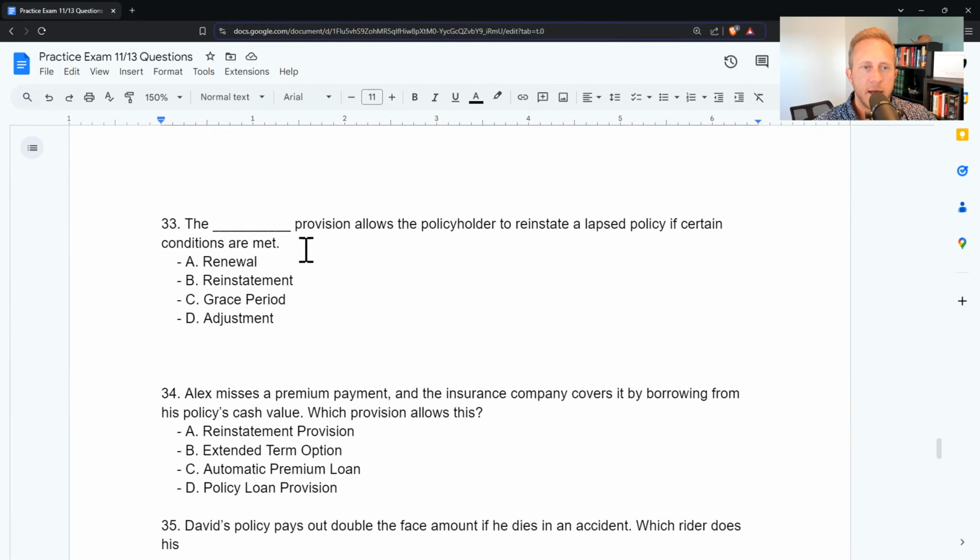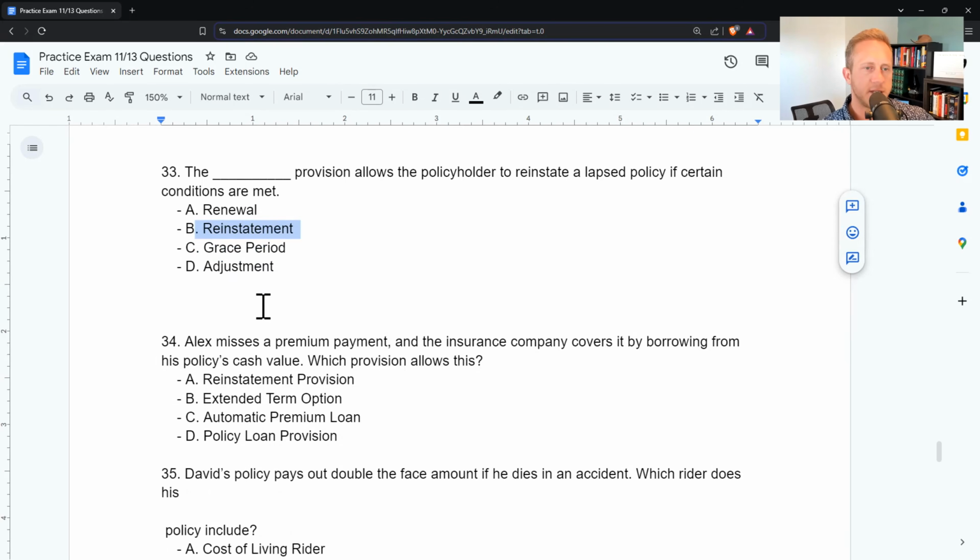Okay. The blank provision allows the policyholder to reinstate a lapsed policy if certain conditions are met. That would be the reinstatement provision, okay? So I know some of these answers are in the questions, but the reinstatement provision, typically what someone has to do is they have to pay any back due premiums and then prove evidence of insurability.